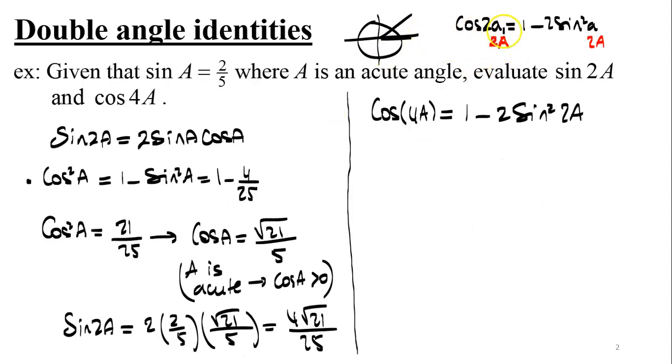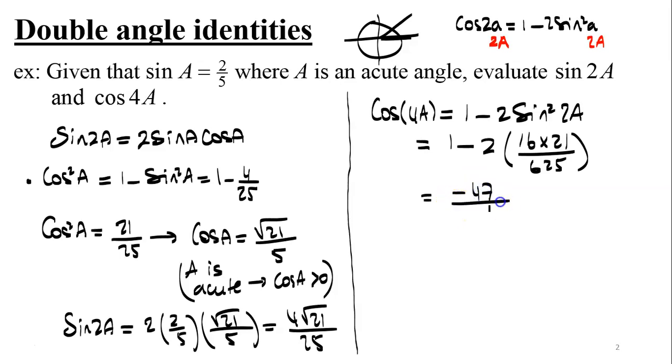So over here, according to the double angle identity of cosine in terms of sine, cosine 4a is in fact 1 minus 2 sine squared of 2a. So replacing here, that's 2 times sine squared 2a, this is 16, times 21 over 25 squared, which is 625. So reducing to the same denominator, that would in fact give me negative 47 over 625.